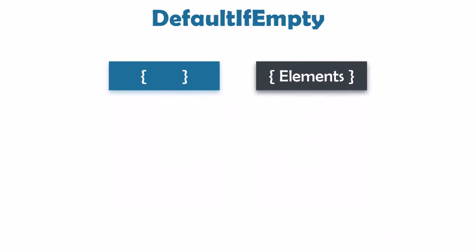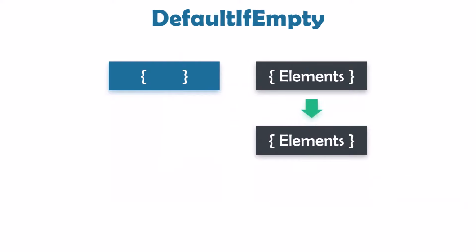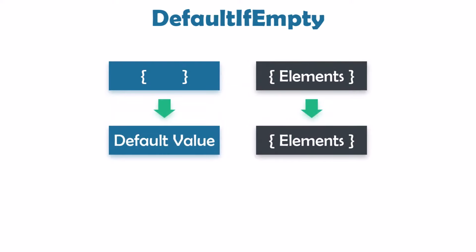So this operator is to get either the collection if we have one, or to get the default value if the output is empty. The default value depends on the data type we have. For example, if we have a number data type like integer, double or decimal, we get 0 as default value. If we have string or object, we get null as default value. If we have boolean, we get false as default value. So for each data type there is a default value.